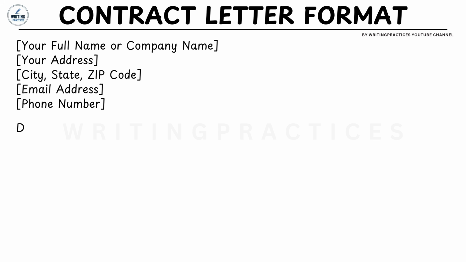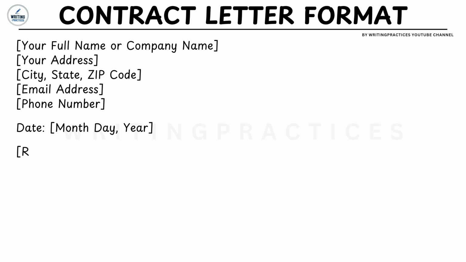Date. Next, we have the date, written as month, day, year. This might seem simple, but the date plays an important legal role. It tells when the agreement was issued and serves as a reference for when both parties started the formal contract process. Always use the full date, not just the month or year, because it's often used later to determine deadlines, payment schedules, or project durations.